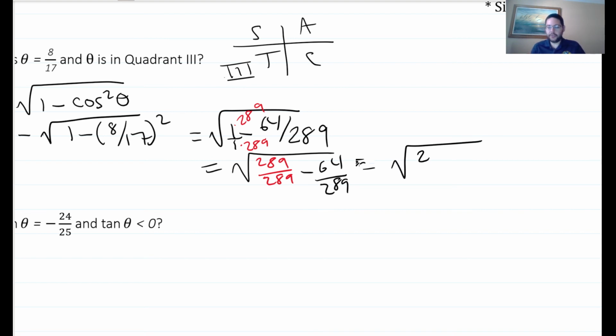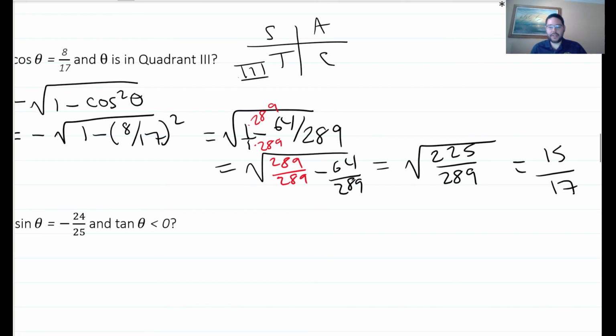So we have 225 over 289. The square root of 225 is 15, and the square root of 289 is 17. So that's going to be our answer. Don't forget the sign. It's going to be negative 15 over 17. That's my final answer for example 1.